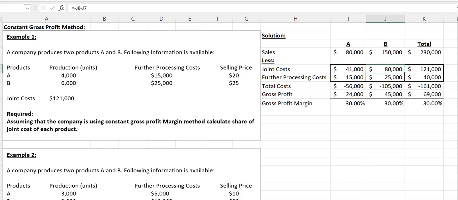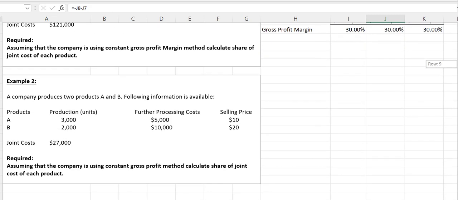That's how share of joint cost is calculated using the constant gross profit margin method. So you have another question on your screens, example 2. Just solve this question and get to the next video to watch the solution to this question.